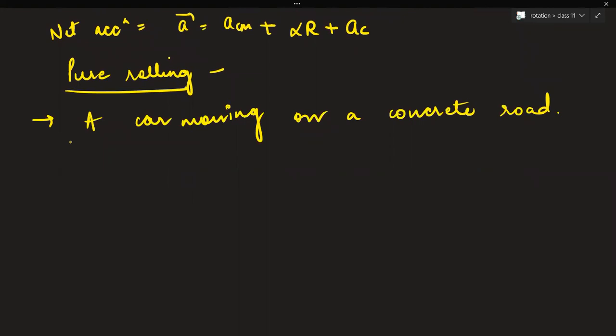Now, how can I say? Just imagine a car that is moving on a proper, normal road. Whatever is the translational distance covered is exactly equal to the rotational distance covered. Whatever is the translation, all the translational motion is exactly equal to the rotational motion.